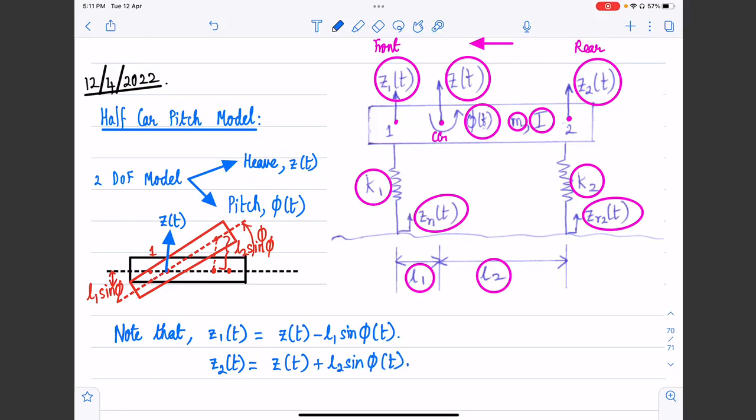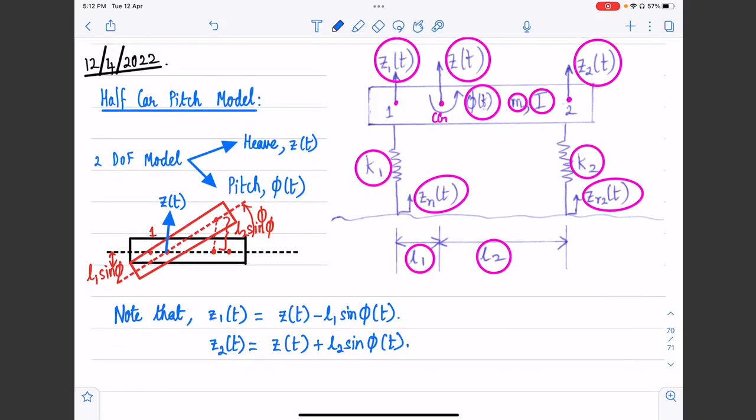So Z1 is the vertical displacement at point 1. That's going to be Z of t minus L1 sine phi. Okay. Why minus? Because we are going down, right? If the pitch motion were in the opposite direction, it would be plus, right? But we are considering, without loss of generality, the pitch motion to be positive in the counterclockwise direction. So that's why we are writing it like this.